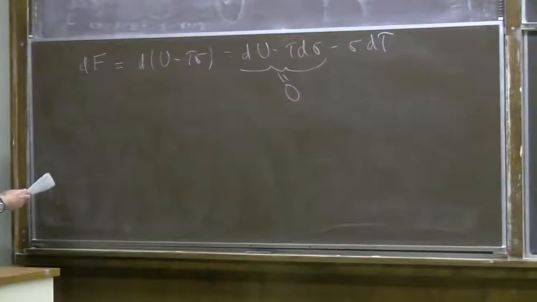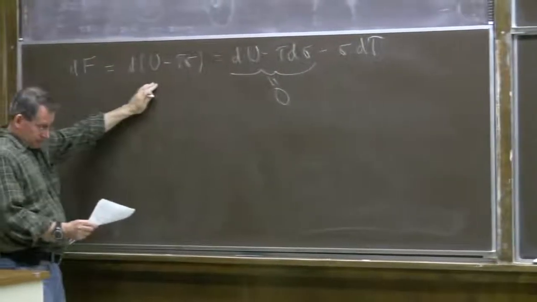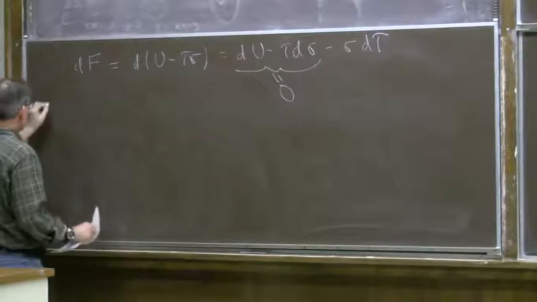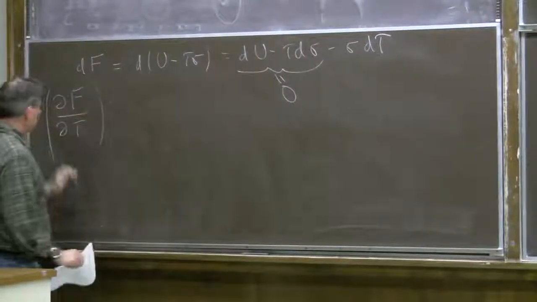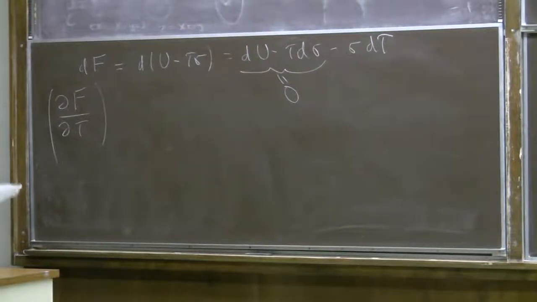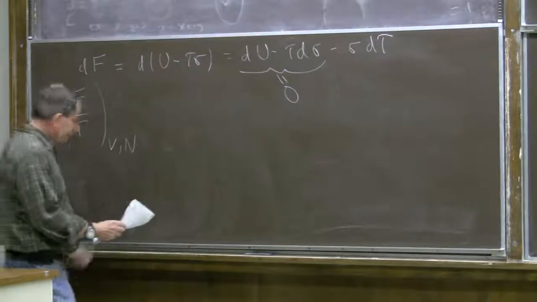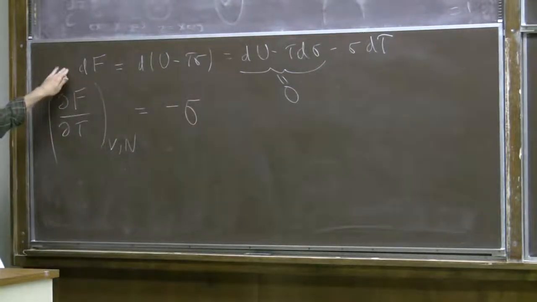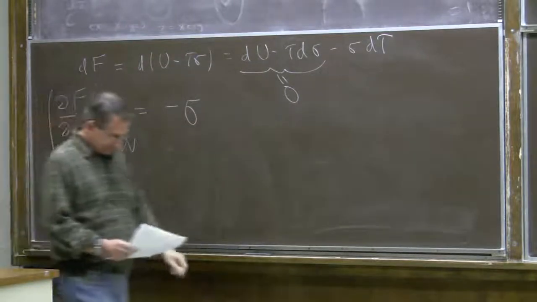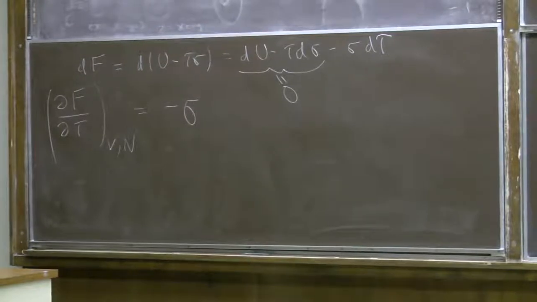So there are other parameters that I haven't written down, like the volume and the number of particles, which I'm holding fixed when I consider changing the temperature. So the derivative of free energy with respect to temperature when those other things are held fixed, like volume and number of particles, is just minus the entropy. And that's what we learn from this.